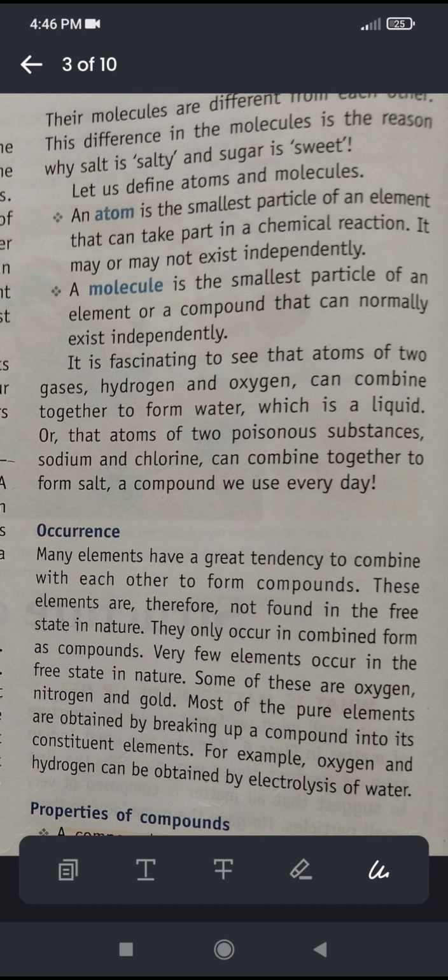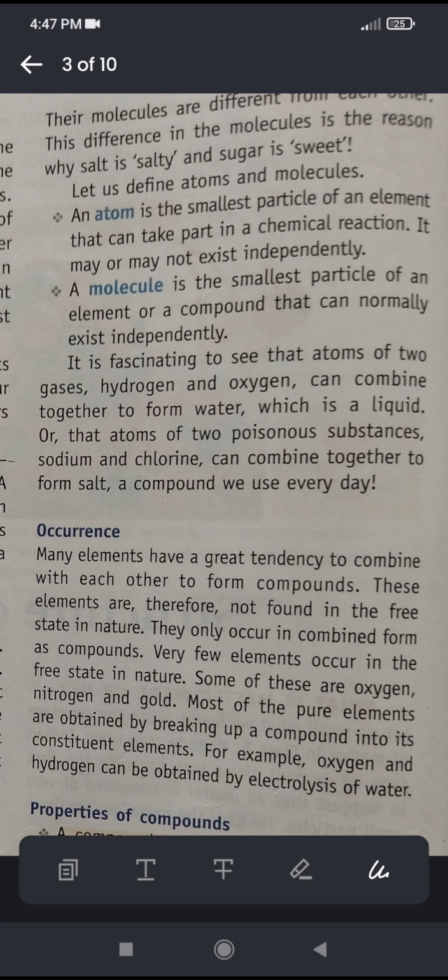Very few elements occur in the free state in nature. Some of these are oxygen, nitrogen, and gold. Oxygen we haven't made; it occurs naturally. Nitrogen is also a gas, and it also occurs naturally, not made. Gold is a substance not made by anyone; it occurs naturally. So there are only a few, two or three, not more.